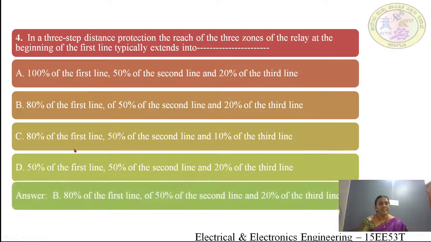Answer B is the correct answer. That is 80% of the first line, 50% of the second line, and 20% of the third line. So this is the correct answer. In a three-step distance protection, the reach of the three zones of the relay at the beginning of the first line typically extends into 80% of the first line, 50% of the second line, and 20% of the third line.